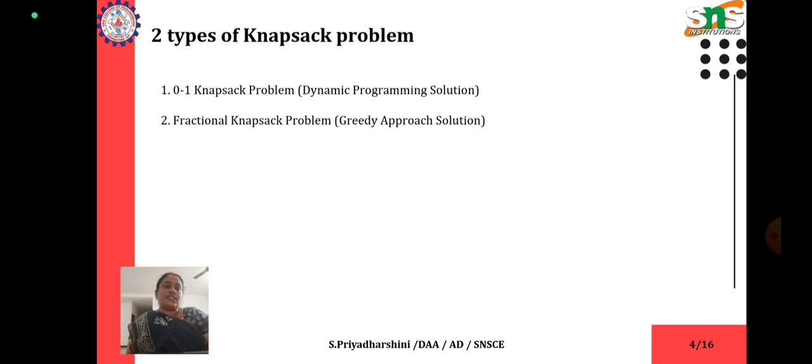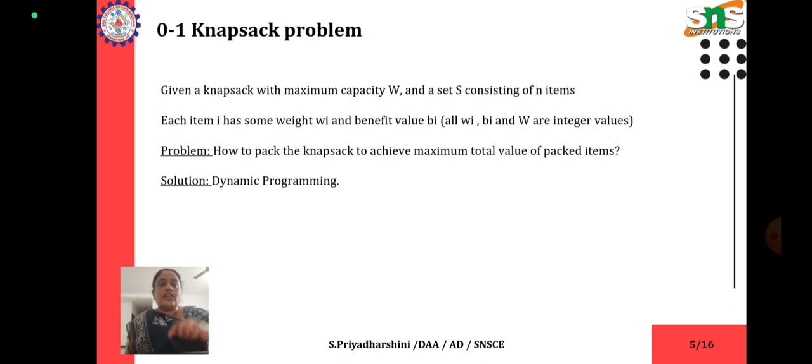So what is the 0/1 knapsack problem? Given a knapsack with maximum capacity W and a set S consisting of n items, each item i has some weight Wi and benefit value Bi. The problem is how to pack the knapsack to achieve the maximum total value of packed items. So the solution is dynamic programming.